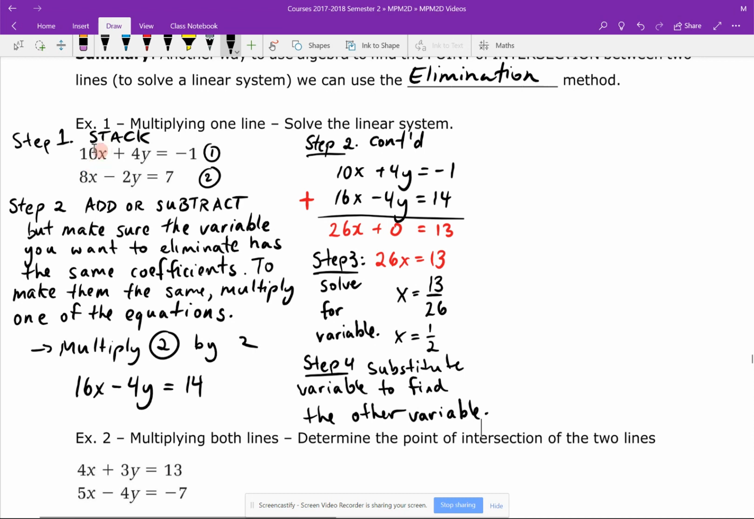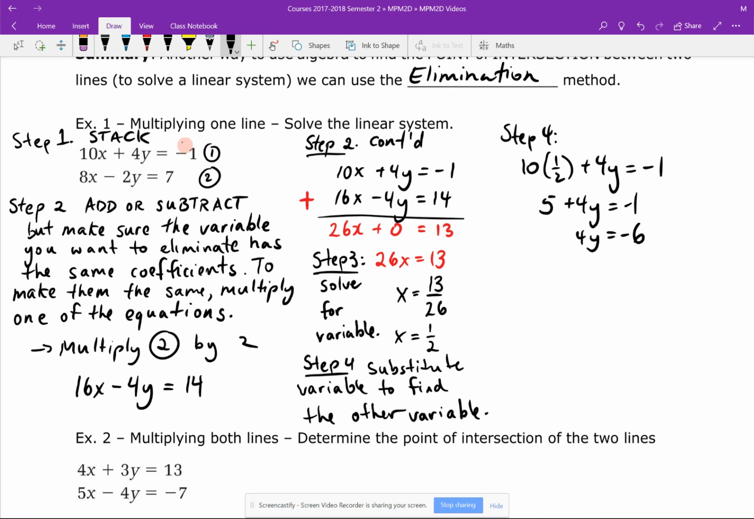Now, if I did, let's say the first one, 10x plus 4y equals negative 1. So here I'm going to write 10 times my x, which is 1/2, plus 4y equals negative 1. So half of 10 is 5. And then there's no more x, so I substitute the x. Plus 4y equals negative 1. And then isolate y, so if I subtract 5 from both sides, I'd have 4y equals negative 6.